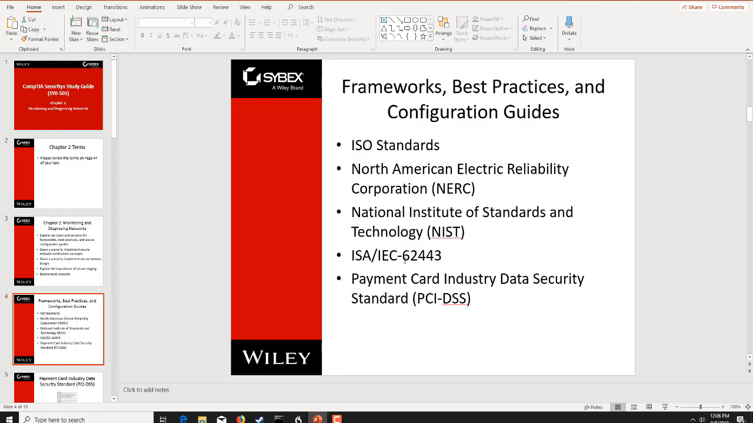Some of the frameworks that we're going to look at: ISO standards, which are like the oldest ones out there. North American Electric Reliability Corp, or NERC, which is very important to municipal utilities, electric utilities, gas utilities, etc. The National Institute of Standards and Technology, NIST, which publishes a plethora of standards and guidelines for organizations, large and small, to follow.